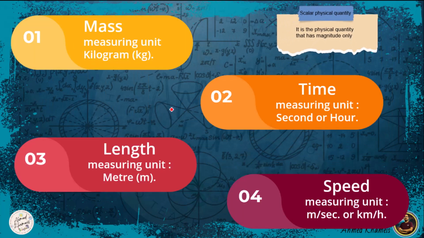such as mass, which is measured in kilograms, time, which is measured in seconds or hours, length, which is measured in meters or centimeters, and speed, which is measured in meters per second or kilometers per hour.